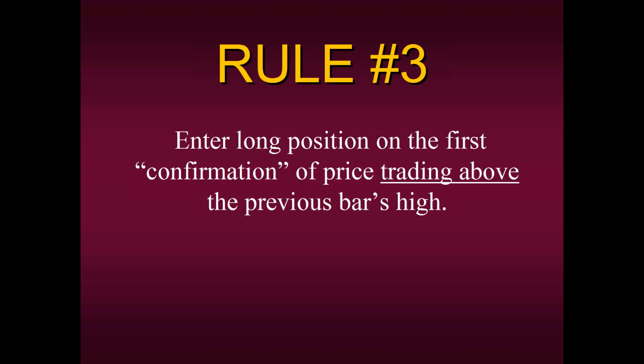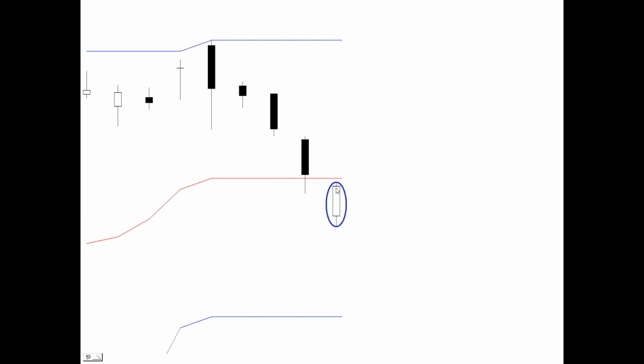All right, let's go to rule number 3. What we're going to do once we've identified the setup bar is enter a long position on the first confirmation of price trading above the previous bar, or the setup bar's high. So for example, here's the setup bar. We're not going to just buy at the market because for all we know, we could buy and it goes straight down the next day. We need it to next day to trade here. Now, as you notice, I didn't say it needs to close there. It just needs to trade above that setup bar's high. Now, it could trade 1 tick above, 5 ticks above, 1 pip above. It's entirely up to you. But it just needs to trade intra-bar above there. That is your entry area.